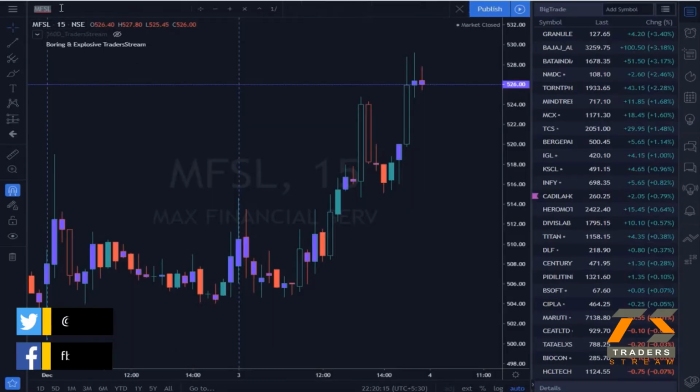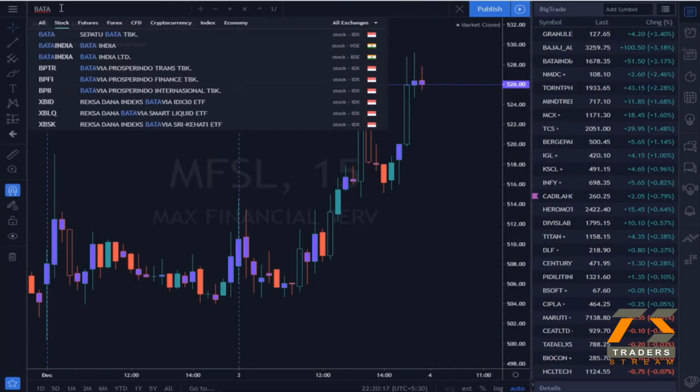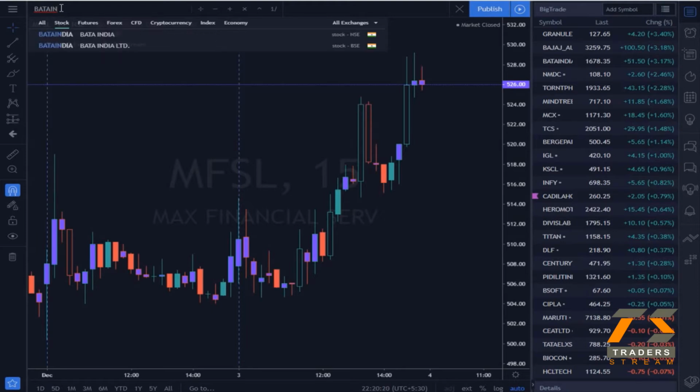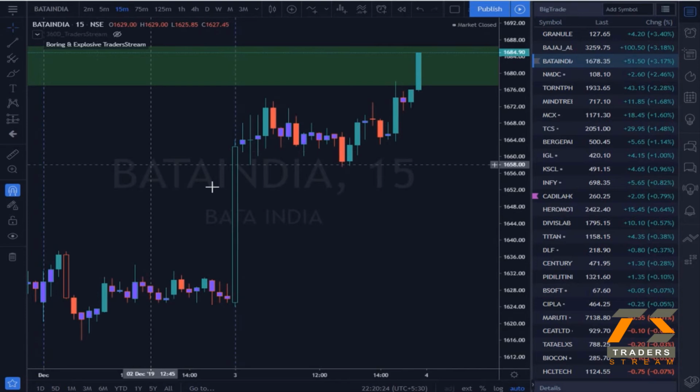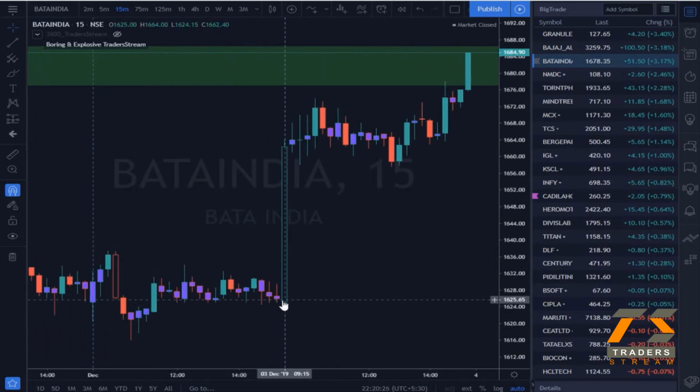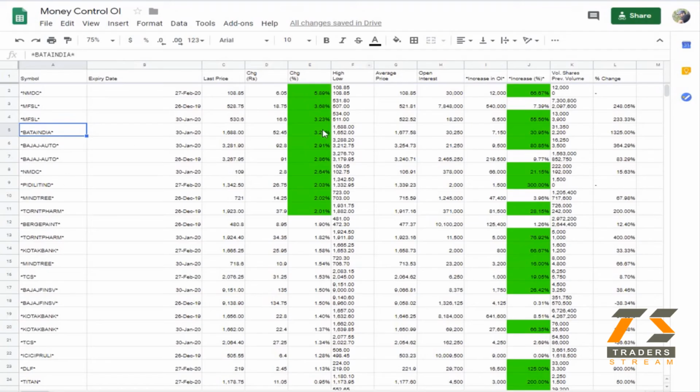Let's say Bata India. So how about Bata India? Let me go ahead and open Bata India here. Okay, so again I'm on a 15 minutes candle. This is where the market opened, 9:15. Do you see it's an explosive move? Do you see an explosive move on 15 minutes? It is an explosive move.